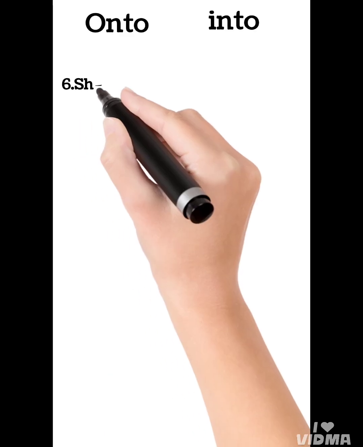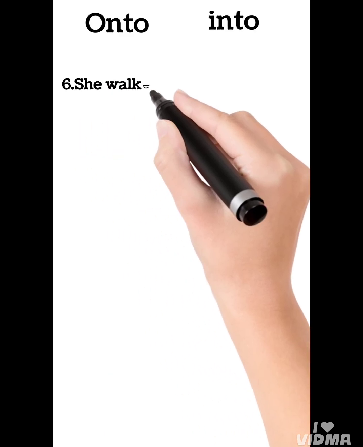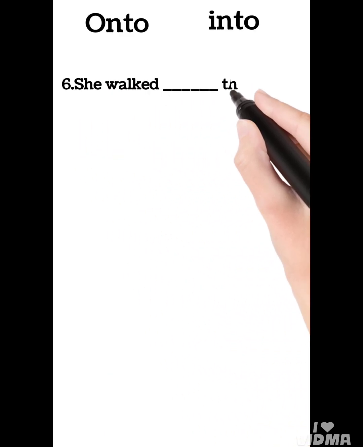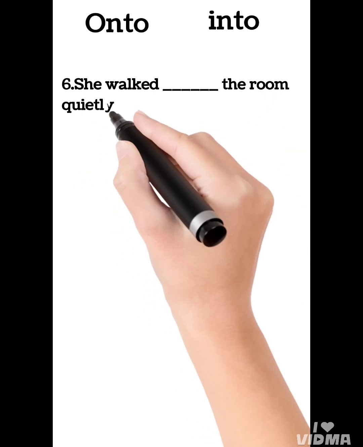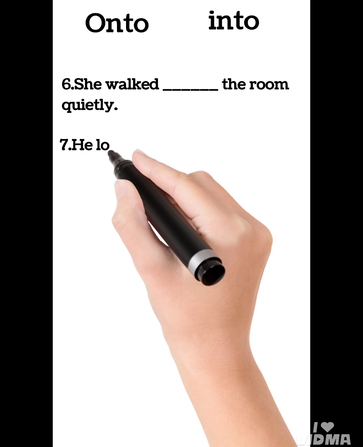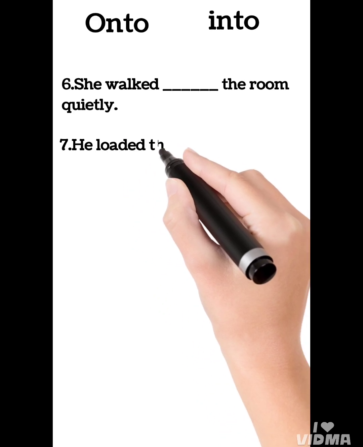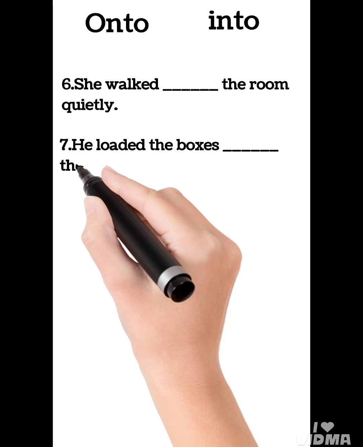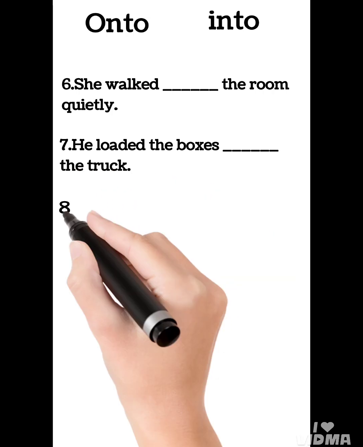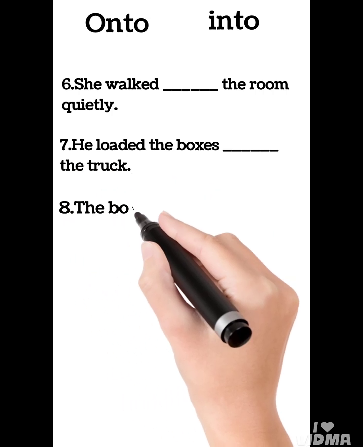She walked blank the room quietly. Into or onto? She moves from outside the room to the inside, as she is entering a place. So, into.